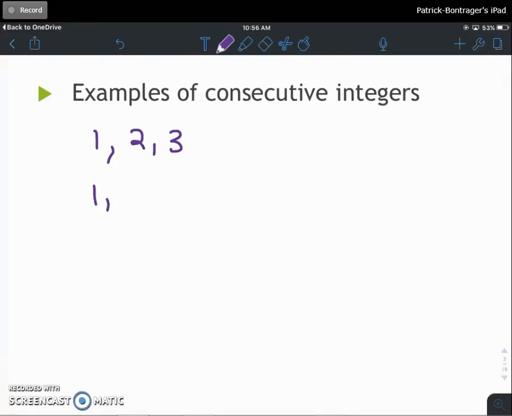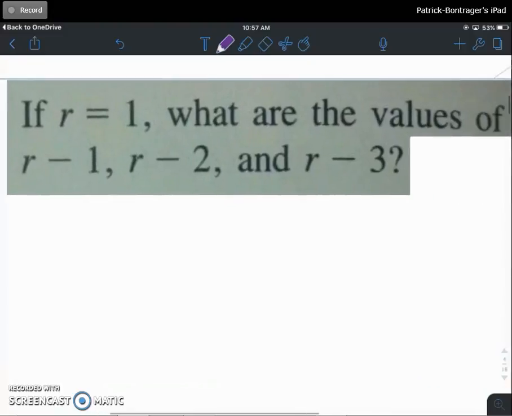So we do like 1, 3, 5. Again, they're integers that come one after the other, and they are odd. We also have an example of even consecutive integers. So 2, 4, and 6 are even consecutive integers because again they come one right after the other, and they are all even numbers. So we're going to start with an example.